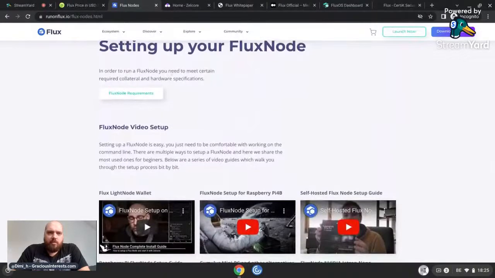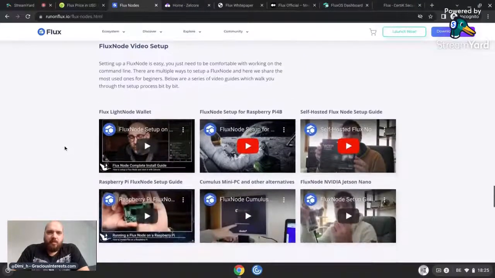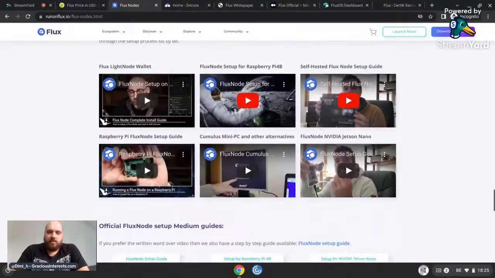Setting up your Flux node. Now to run a Flux node, you need to meet certain required collateral and hardware specifications. These are requirements, so you can set it up as has been shown on the various programs, I'm assuming. Let's click on it. I'm not entirely sure. It doesn't want to. Flux node video setup, so that's how you do it. Nice.